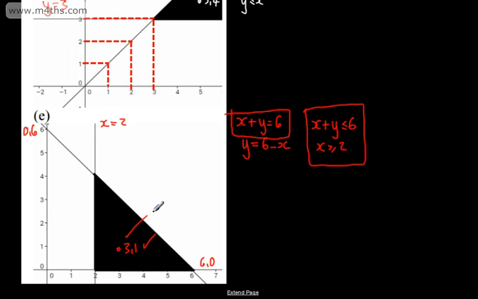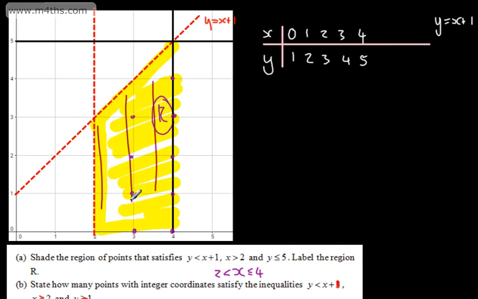Shading regions or representing inequalities graphically. Hopefully, I'm a bit disappointed with the wording of that question, but hopefully by the time we got there, you had all of the skills to spot how we could alter this and be a bit more flexible.